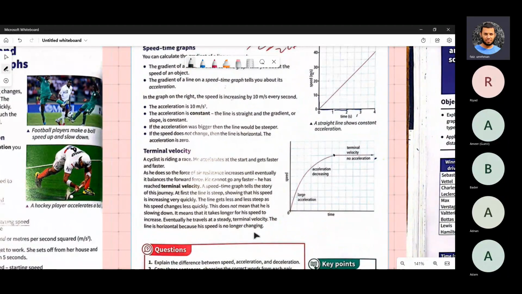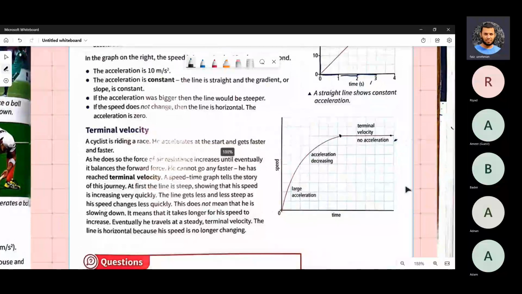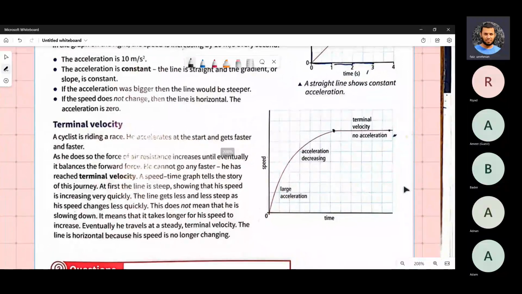Now, terminal velocity is the maximum velocity a vehicle or an object can go. It cannot go beyond that. This is the highest possible velocity for that object. For example, if I explain this graph, there is a vehicle moving initially. Let me divide. What is happening here?